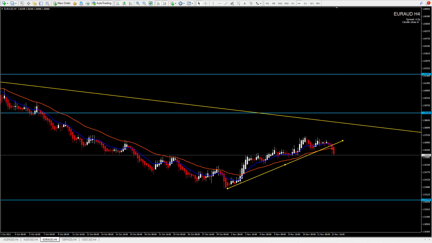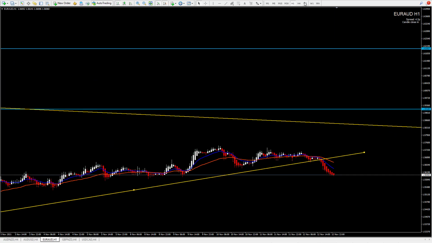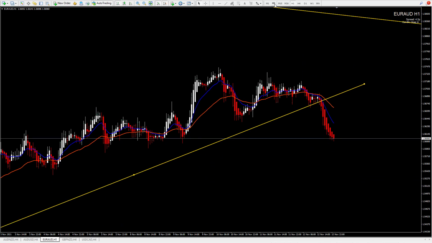Okay, so what we can do right now, we go to lower time frames. Yeah, price is breaking the 4-hour chart 36 EMA. If we go to the 1-hour chart, what we do, we wait for the retracement. We look for short entries. Okay. The trend line which we have on the 1-hour chart is here.